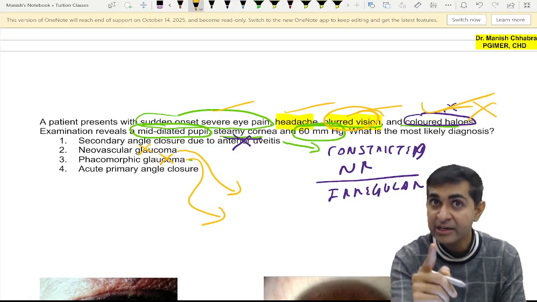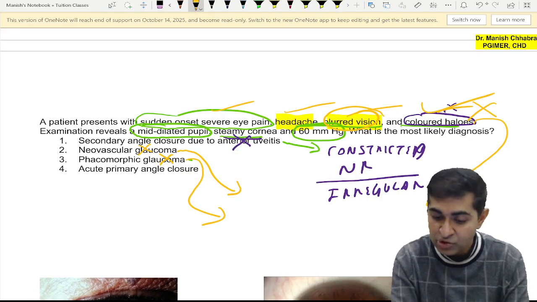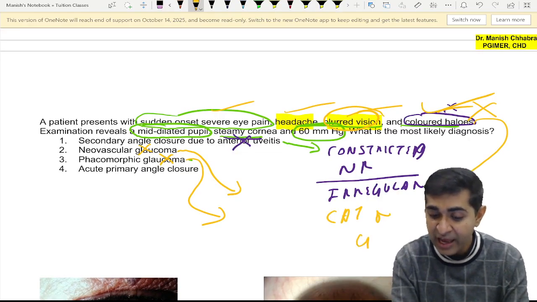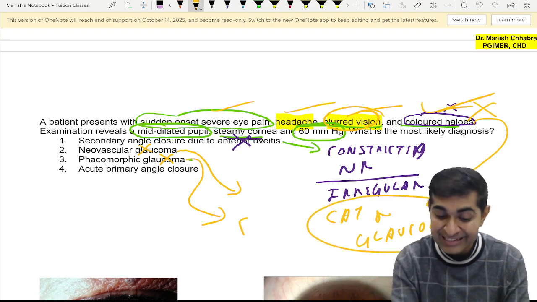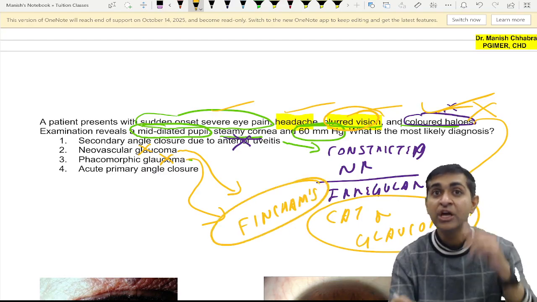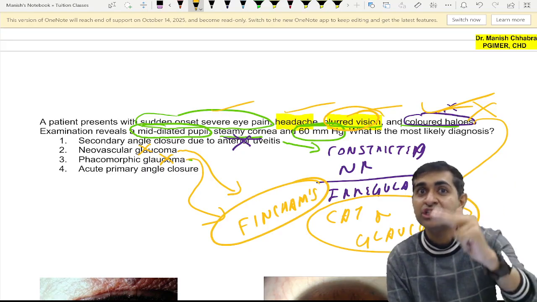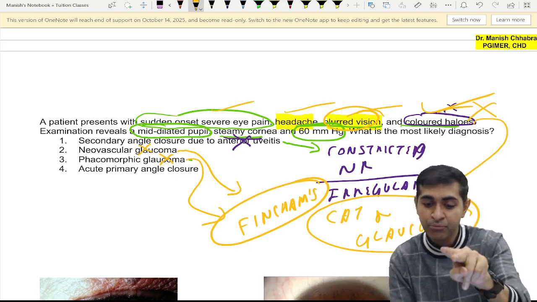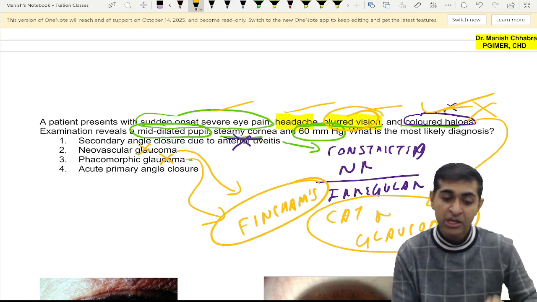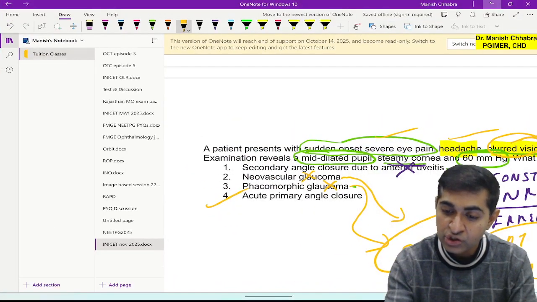Mind you, there is one test. This is your PYQ. How do you differentiate between the halos of cataract and the halos of glaucoma? By a very common test. It is your Fincham's test. This question was asked in your FMG exam, and it was also asked in your NEET PG exam, so it is very important. Fincham's test. Okay, so the answer is acute primary angle closure glaucoma.